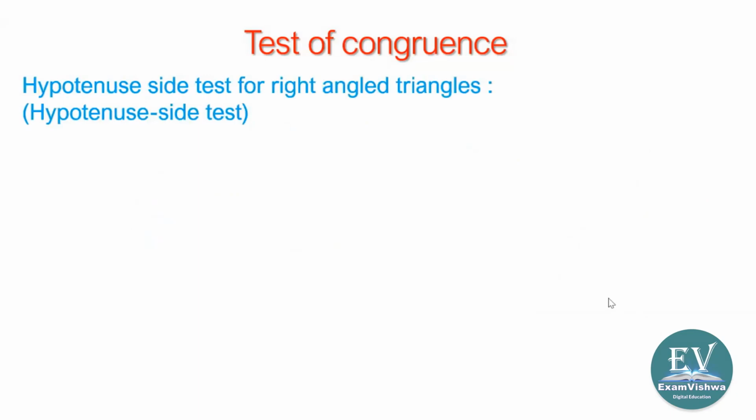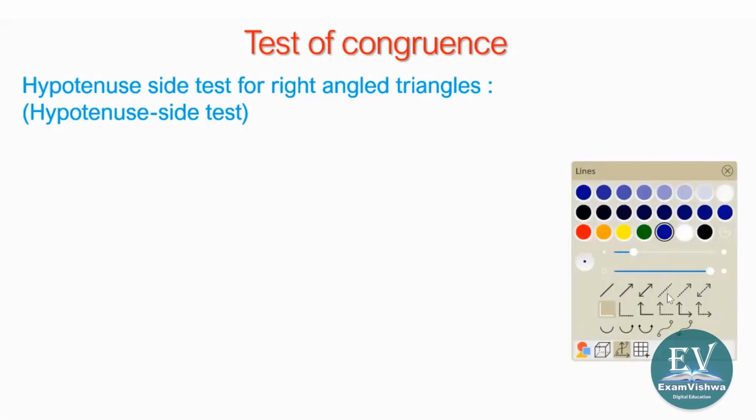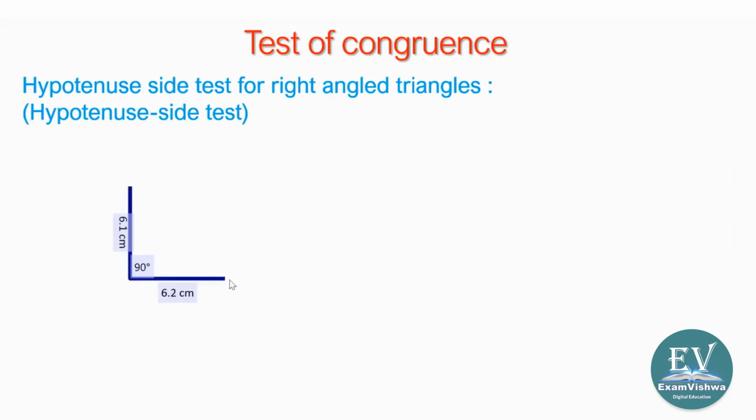This is the last congruence test, which is named as the hypotenuse side test for a right angled triangle. That means this test is applicable only for a right angled triangle. A right angled triangle means the angle will be like this in the case of this triangle. So I am drawing a triangle having a right angle as well as one of the sides equal to 6 and the other side 6.6 centimeter. Just I am telling as the information is given.